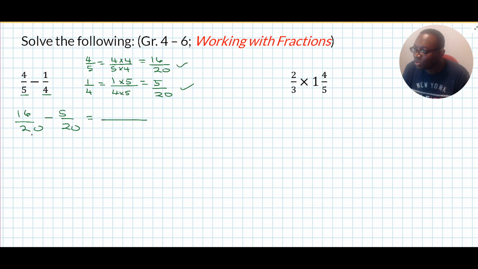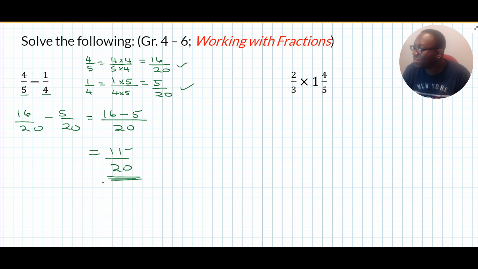So we keep the denominator the same because we have a common denominator, and now we subtract the numerators. So 16 minus 5 is 11, and then our denominator is 20. Now when you get to this point, you have to ask yourself, do these two numbers have a common factor? So is there a number that can divide into each of the numerator and denominator without a remainder? The answer is no, because 11 is a prime number. So you cannot have a common factor here. So this is going to give us 11 over 20.